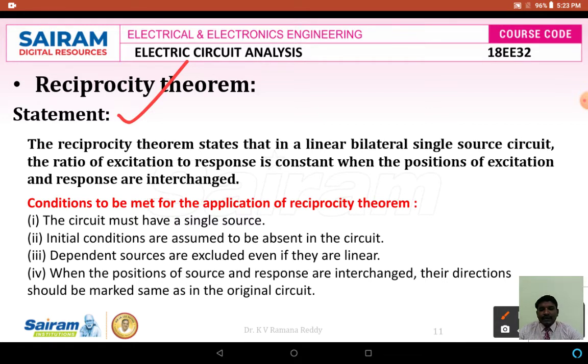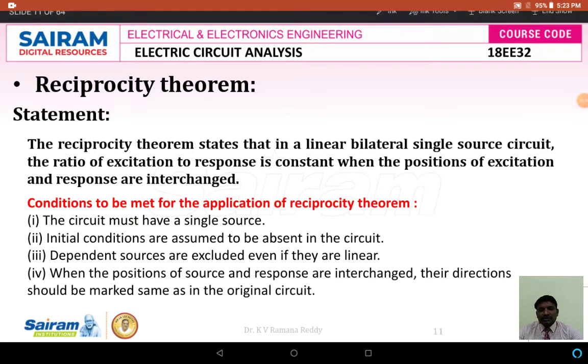To apply the reciprocity theorem, the following conditions have to be met. What are the conditions which have to be fulfilled? The first one is the circuit must have a single source. It is applicable only for a circuit which has a single source, not for circuits with multiple sources.